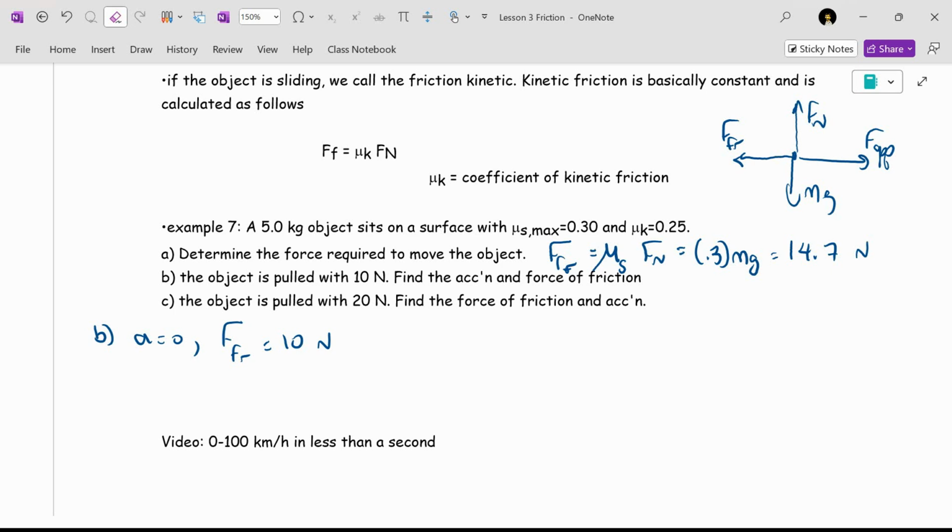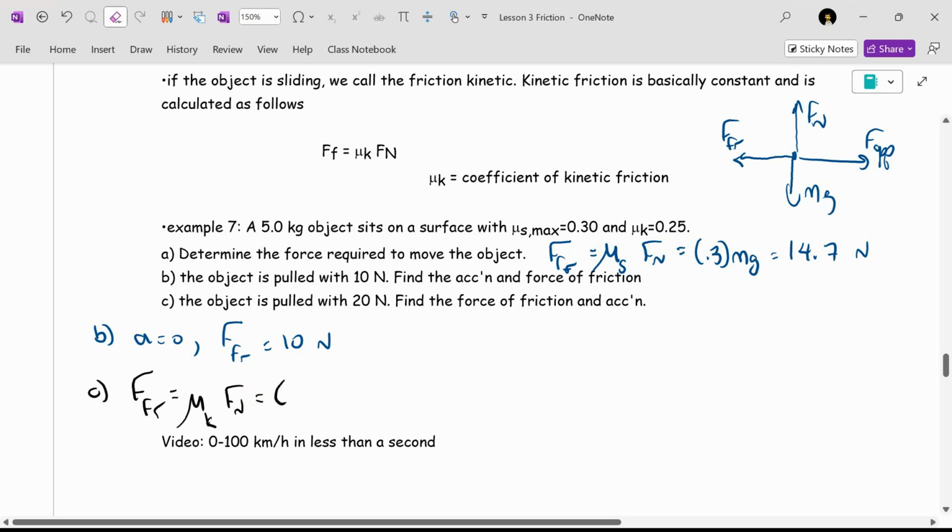How hard are we pulling in C? Is it going to accelerate? And now I'm going to calculate friction, but with this one. So now in part C, it is going to accelerate. First thing I'm going to say is friction is going to be kinetic times the normal force. It's going to be 0.25 times mg. It's going to be a little smaller. And this friction will be steady while it's sliding. Friction equals mu k, that's kinetic, times the normal force. So 0.25 times mg. Luke, what'd you get? 12.25?